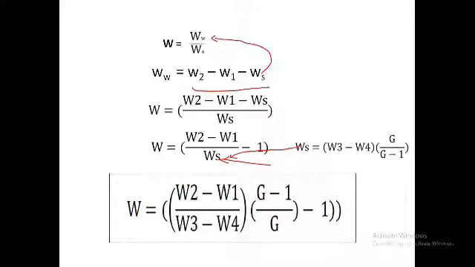through a pycnometer. So what you need to do is just proceed with the experiment, take all the weights and fill in all these values W1, W2, W3, W4. You should know the G value prior to this experiment, as this is a prerequisite, and then you are good to go. You will get the water content value.